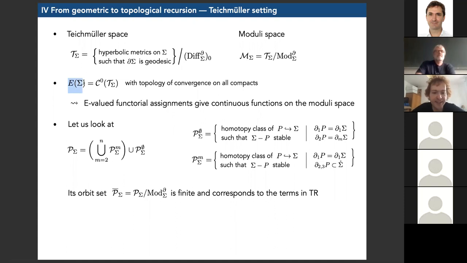So let's take E_sigma, which is functions on this Teichmüller space. You want to produce a function of a hyperbolic metric. And if we produce a functorial assignment valued in this, it means we actually produce functions which are invariant under the mapping class group, so it's functions on the moduli space.